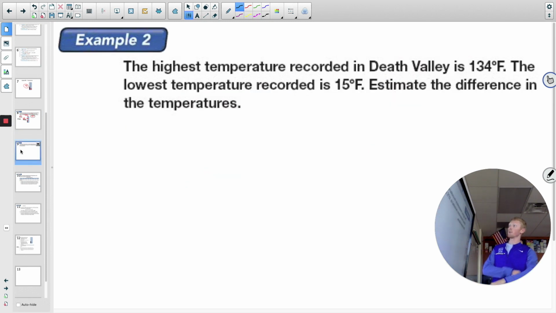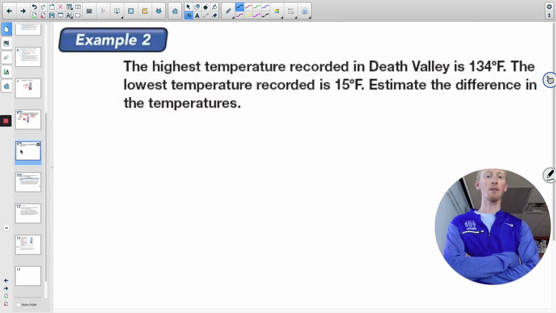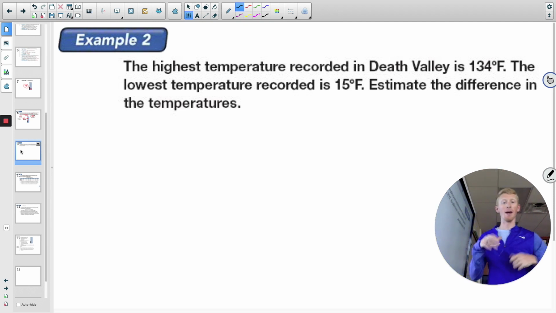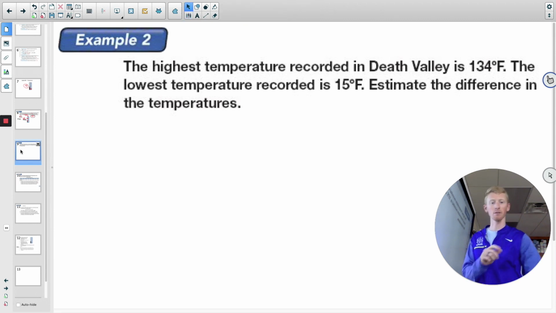Here's another example. The highest temperature recorded in Death Valley is 134 degrees Fahrenheit. The lowest temperature recorded is 15 degrees Fahrenheit. Estimate the difference in the temperatures. So if I'm estimating, that means I can change the numbers a little bit. Go ahead and try this example on your own. Pause the video.